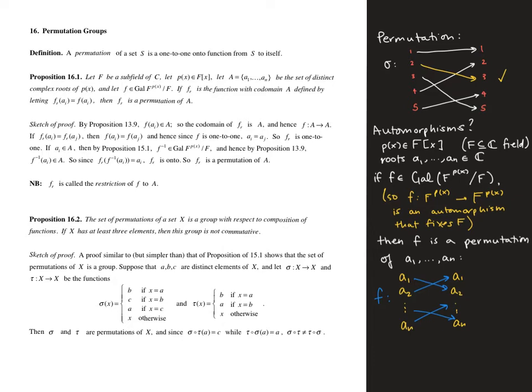Now, as it happens, the set of permutations of a set X is a group with respect to composition of functions. And I'll tell you more about composition of functions on the next slide. But if X, the set, has at least 3 elements, we do not get a commutative group. There are going to be elements that, when we switch their order, give us different permutations. So we'll take a look at that on the next slide.